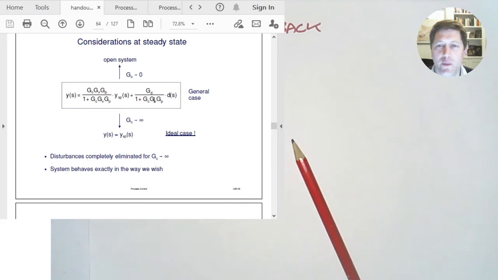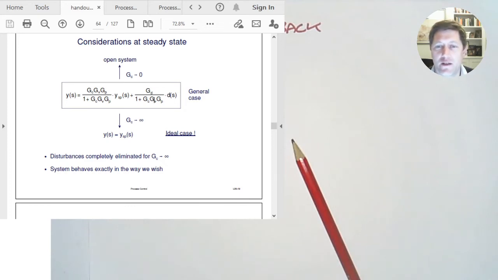What does that mean? Well, that means we have an open system. The set point isn't going to affect what happens, so it doesn't matter what we make our set point, there's no response to it. And any disturbance just gets fed straight into the output via the transfer function GD. So that's the open system. There's no control in that. It will do what it wants to do.